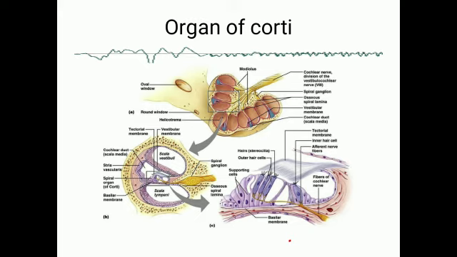Whereas the outer hair cells, you can see they are long and slender. They are arranged in 3 rows. And here they are numerous in number, about 15,000 to 20,000 outer hair cells.